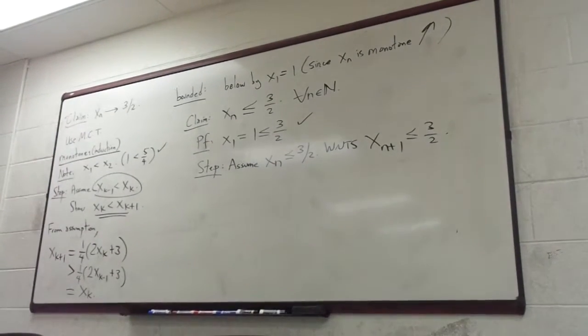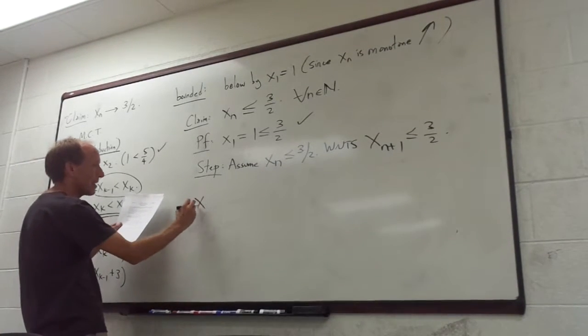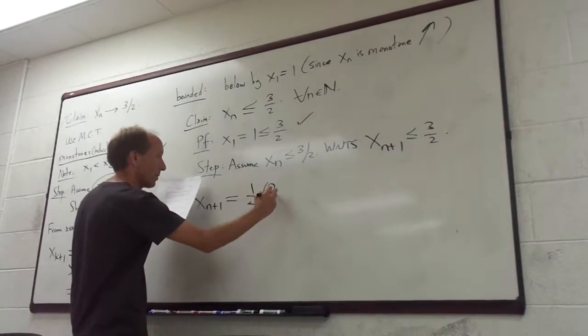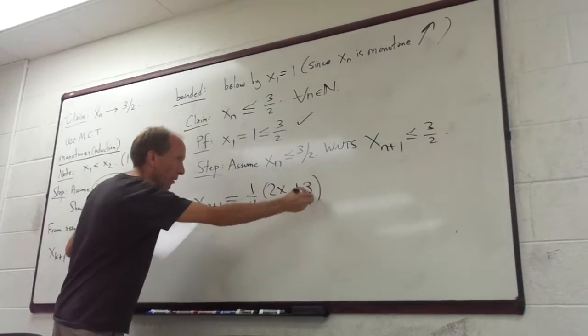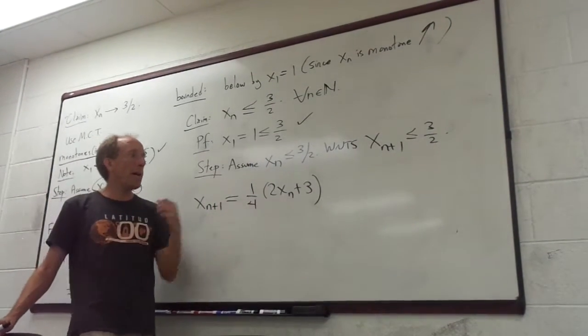Gosh, I really erased everything I need here. So I have the formula for xn plus 1. Let me just remind you, I've got it in the question. I just forgot to keep it on the board. There's the formula, and we want this to be less than or equal to 3 halves.